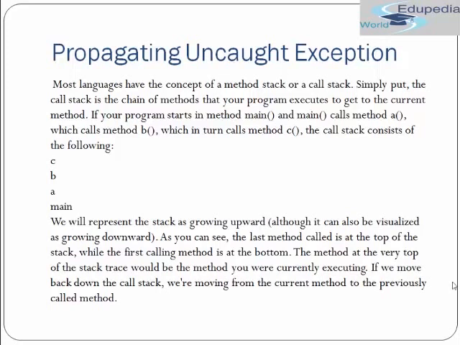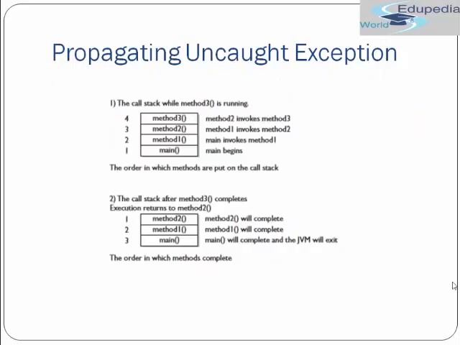We represent the stack as growing upward, although it can be visualized as growing downward, but the stack is considered as growing upward. As you can see, the last method called is at the top of the stack, while the first calling method is at the bottom. The method at the very top of the stack trace would be the method you are currently executing. If we move back down the call stack, we are moving from the current method to the previously called method. So this is how it is done.